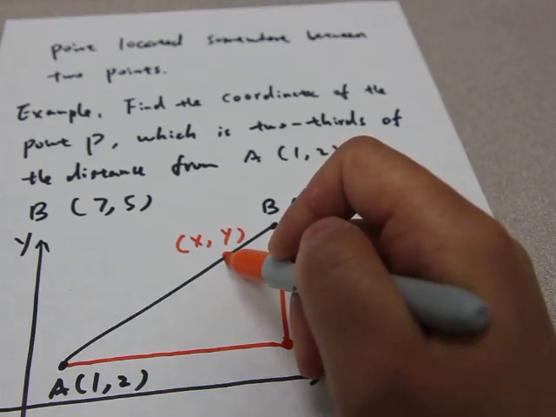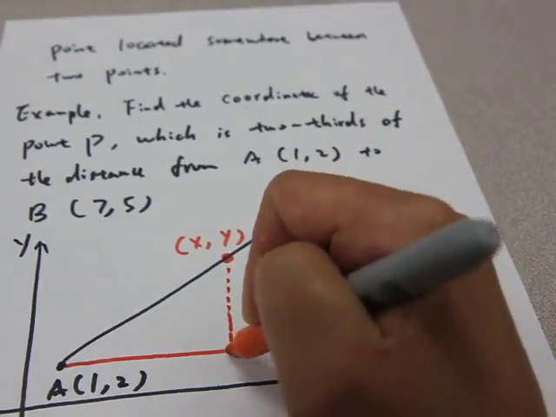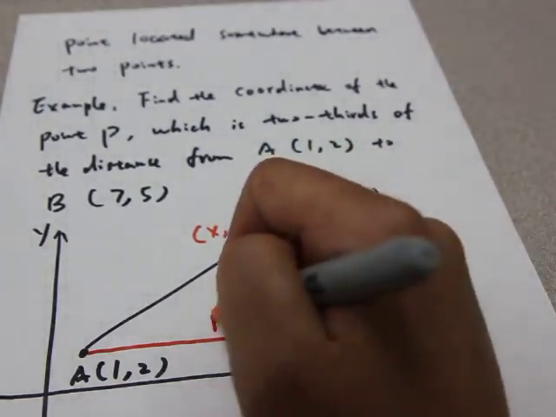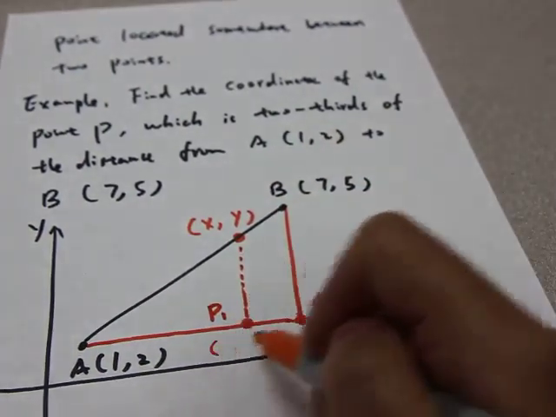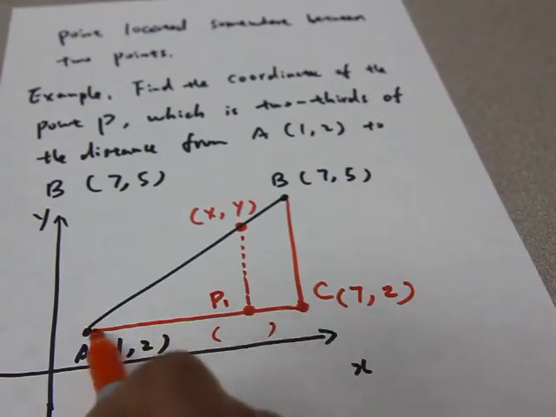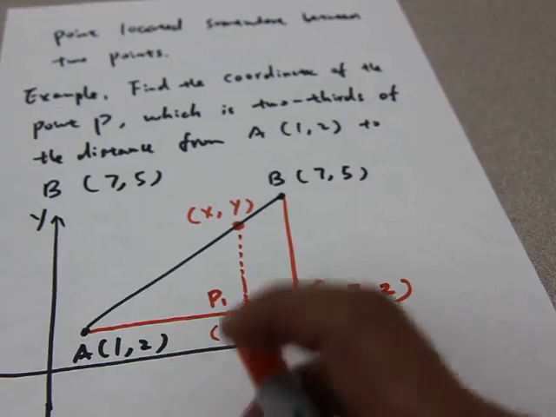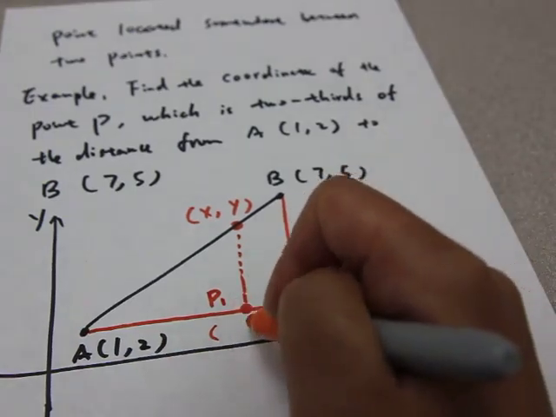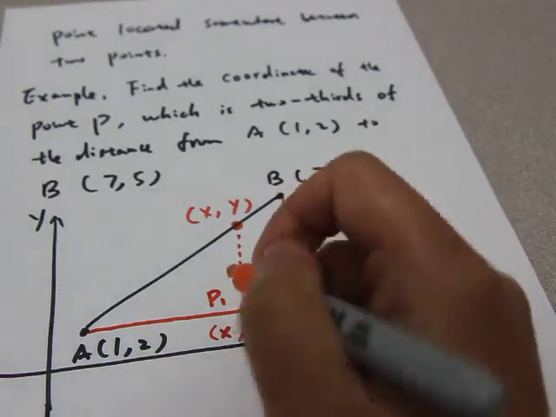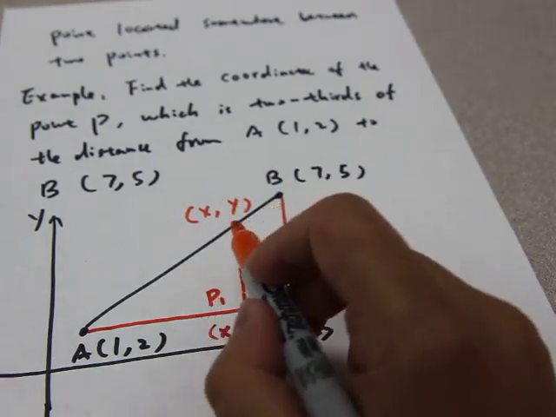below this point P, we have a point, let's call this point P1. Because P1 is also on this horizontal line, we can know that the y coordinate of this point P1 is 2, but we don't know what is the x coordinate, but the x coordinate must be the same as this point P.